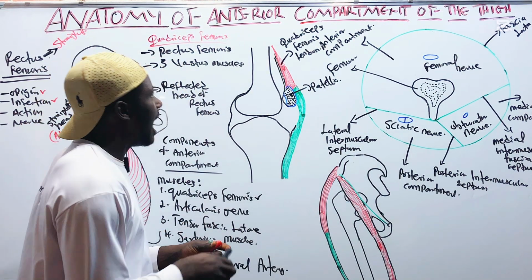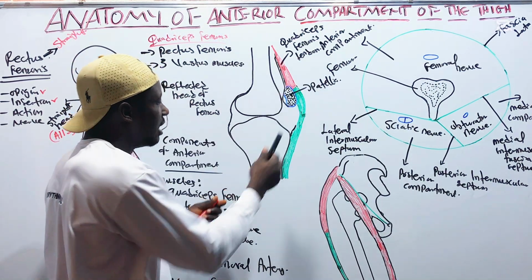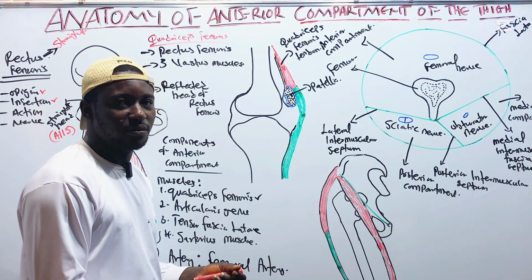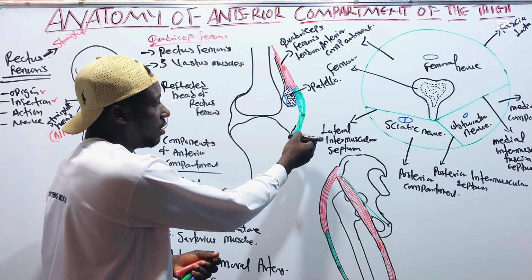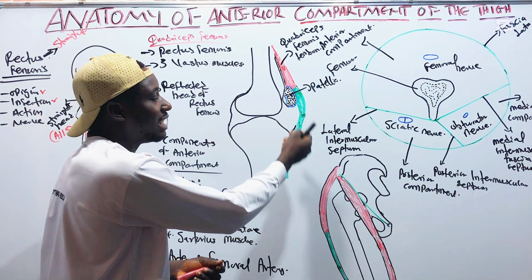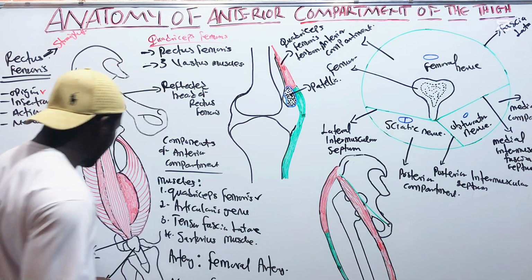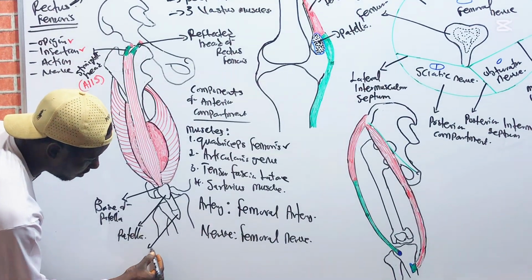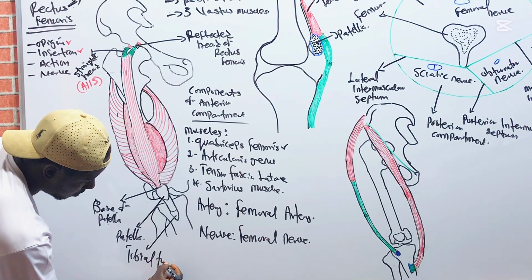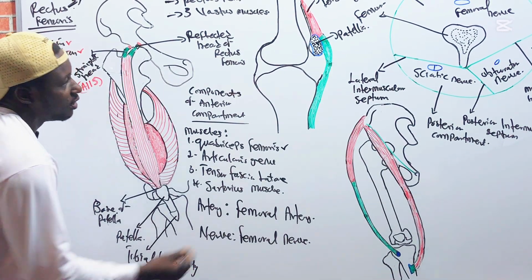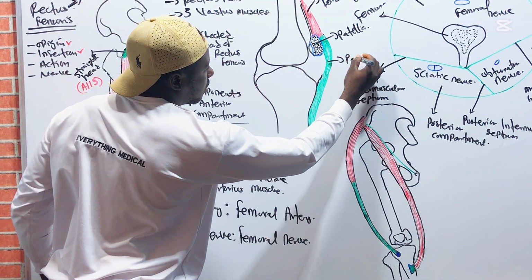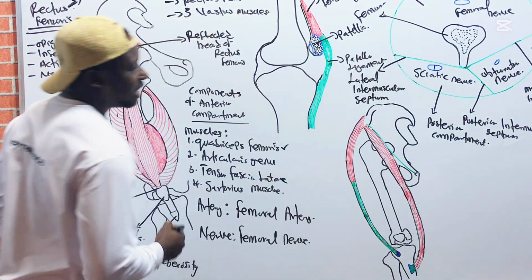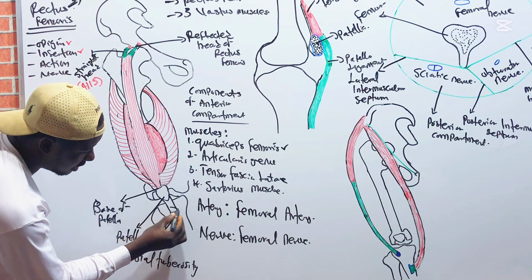Okay, after the quadriceps femoris tendon has inserted at the base of the patella, at this region right here, there is a ligament known as the patellar ligament, because extending downward, the ligament of the patella, which is the patellar ligament, extends downward to be attached at the tibial tuberosity. This is the tibial tuberosity. This is the patellar ligament, right here.